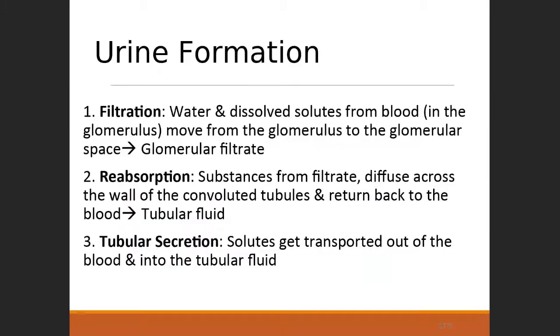As we look at the overall processes of forming urine, we really have three different processes working together. So what winds up in the urine is the sum of these three processes. We have the filtration that occurs at the glomerulus. This is where we take the water and the dissolved solutes out of the blood and put them into the tubular portion of our nephron.